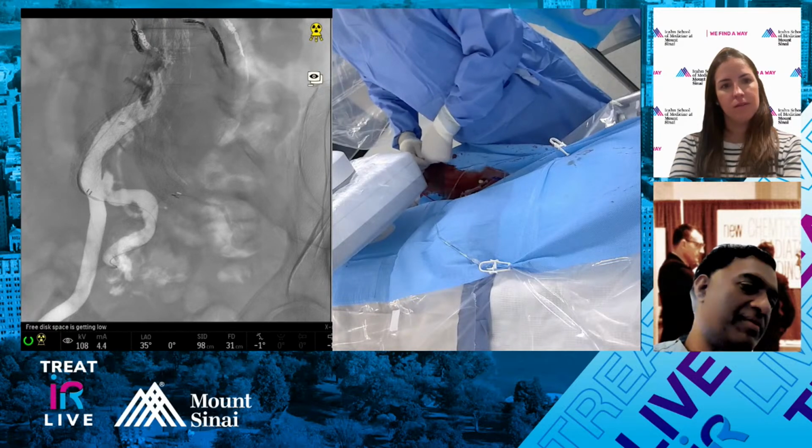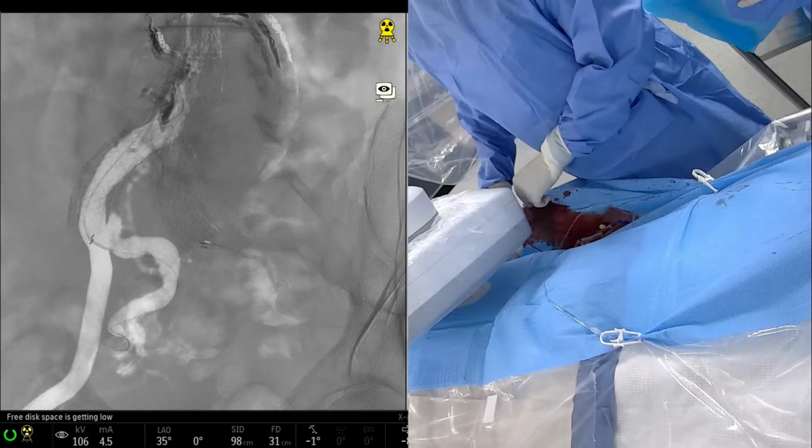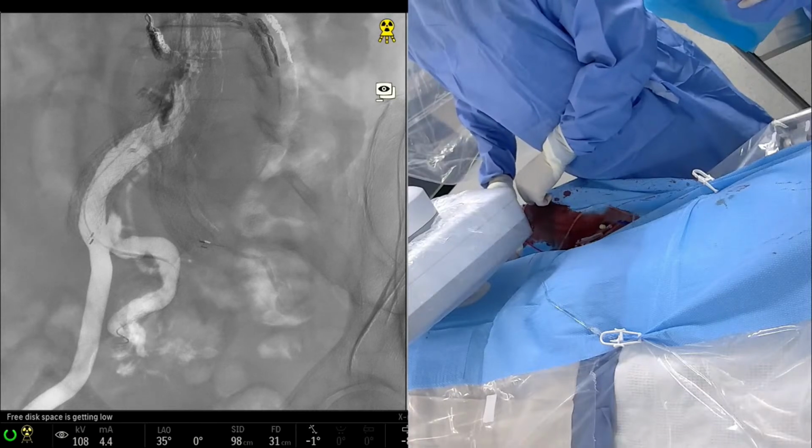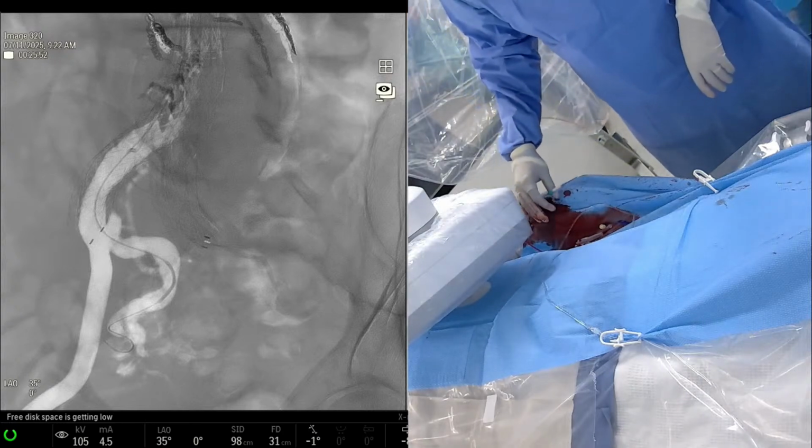And you see, he's coming off a lot of greater curve. So he's pushing. He has to push off the greater curve to get in, but he's got pretty good support there. That looks good. We're in. What do you got in there? What's your guide and wire?